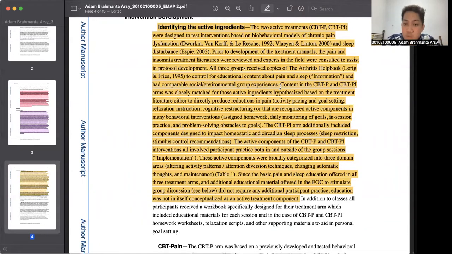These active components were broadly categorized into three domain areas: altering activity patterns or attention techniques, changing automatic thoughts, and maintenance. The basic pain and sleep education was offered in all three treatment arms, and the additional educational material offered in the EOC to stimulate group discussions did not require any additional practice by participants. Practice education was not in itself conceptualized as an active treatment component.